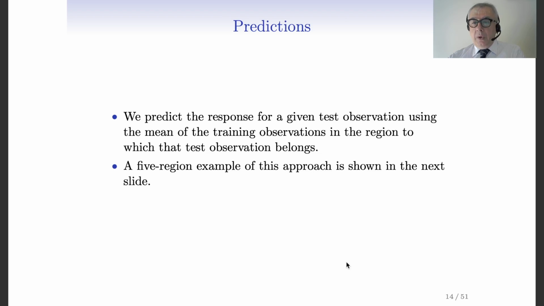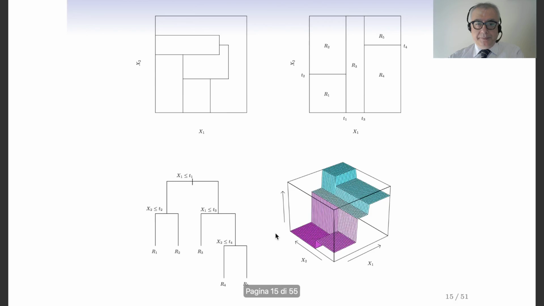What about predictions? We can predict the response for a new test observation just looking at the region where this test observation is going to fall, and then we will use as prediction the mean of the training observations in that region. Let's see an example.